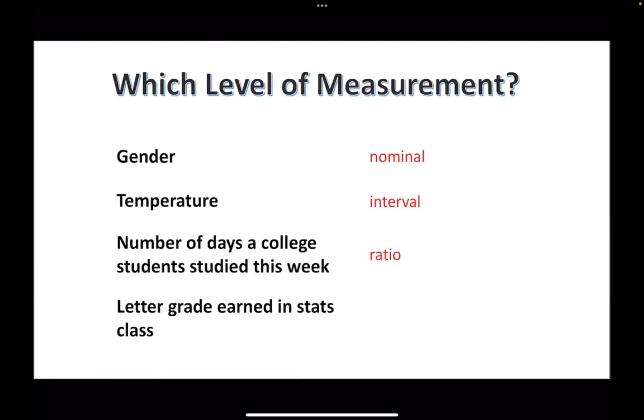Lastly, letter grade earned in stats class. You can put those in order, and it is qualitative, therefore it is ordinal. Does that make sense? Feeling groovy? All right, all right. We're almost done. Probably we're really close.